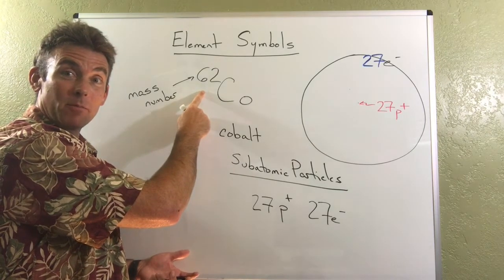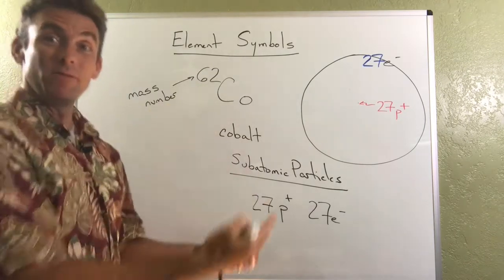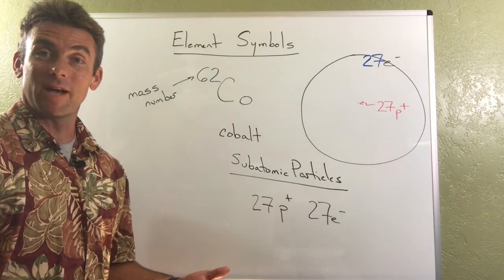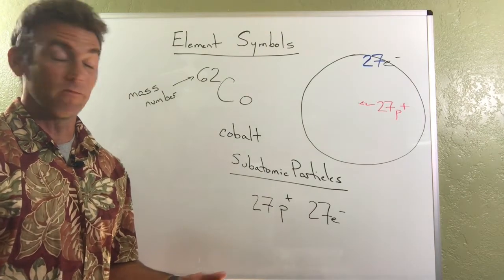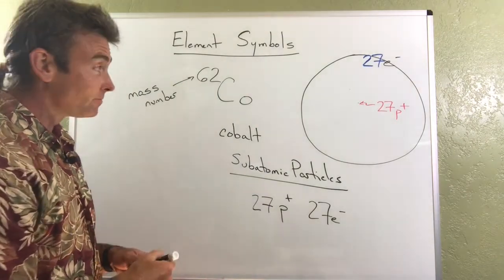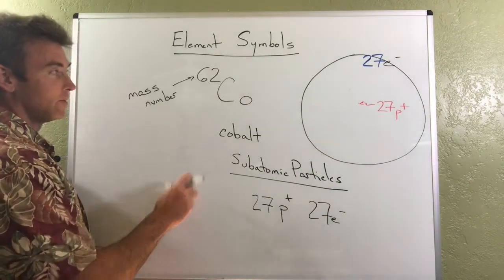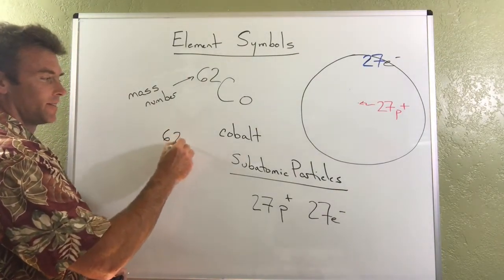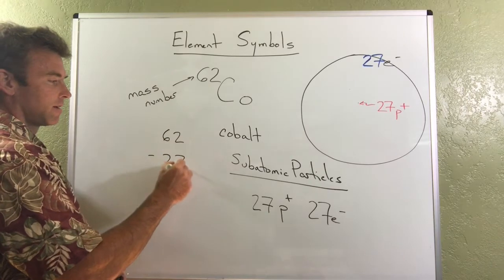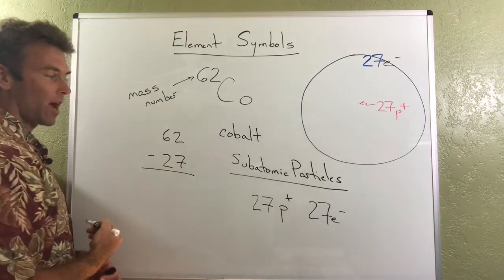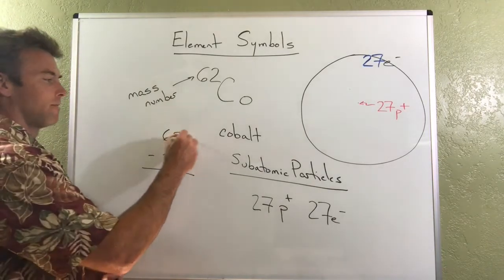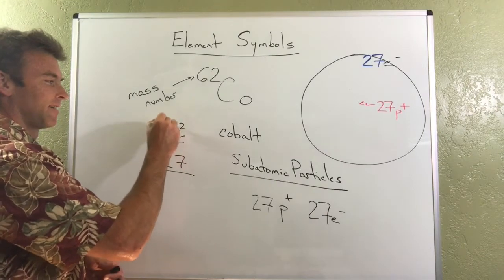Our missing particle. So I kind of had to give you that extra bit of information about mass number in order for you to make that assignment. And so what we're going to do is we're going to take 62 and we're going to subtract 27, and oh man, this isn't a math class. Whew.